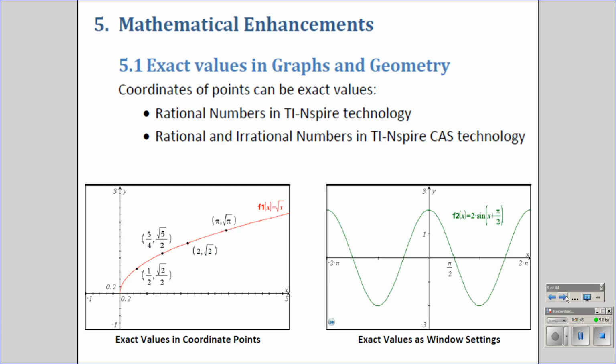This was amazing. Exact values now in graphs and also on the window settings. You can now have pi over 2, pi, 3 pi over 2, and so on as fractions. I mean, really cool.